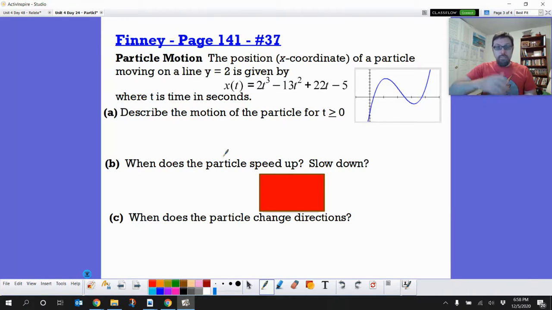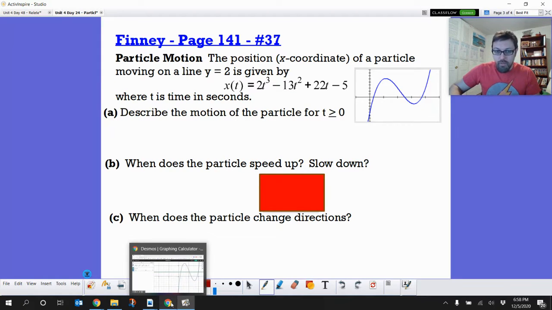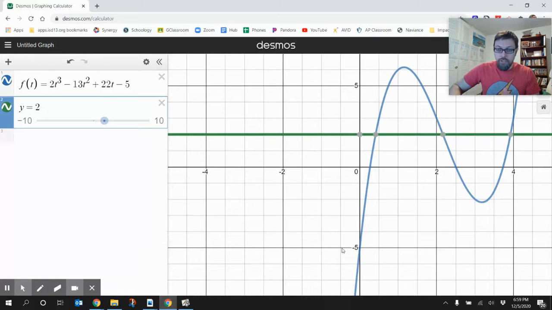So I have this particular problem that I'm going to talk about. It's from Finney, page 141, number 37. The position x coordinate of a particle moving along the line y is given by that equation, where t is time in seconds. So I want to describe what the particle is doing. I also made a Desmos graph to help describe what's going on in this function. So here is the one that they gave me.